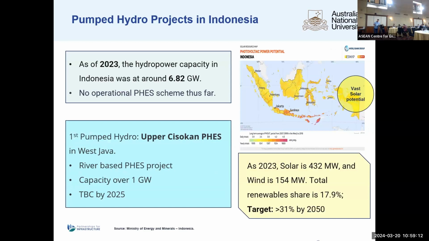And in Indonesia, as of 2023, the hydropower capacity was around 6.82 gigawatts. No operational pumped hydro scheme thus far. The first pumped hydro under development is the Upper Cisokan pumped hydro in West Java, with a capacity of just over 1 gigawatt, to be completed by 2025. Solar is booming and wind is as well, so the total renewable share is expected to be more than 31% by 2050.